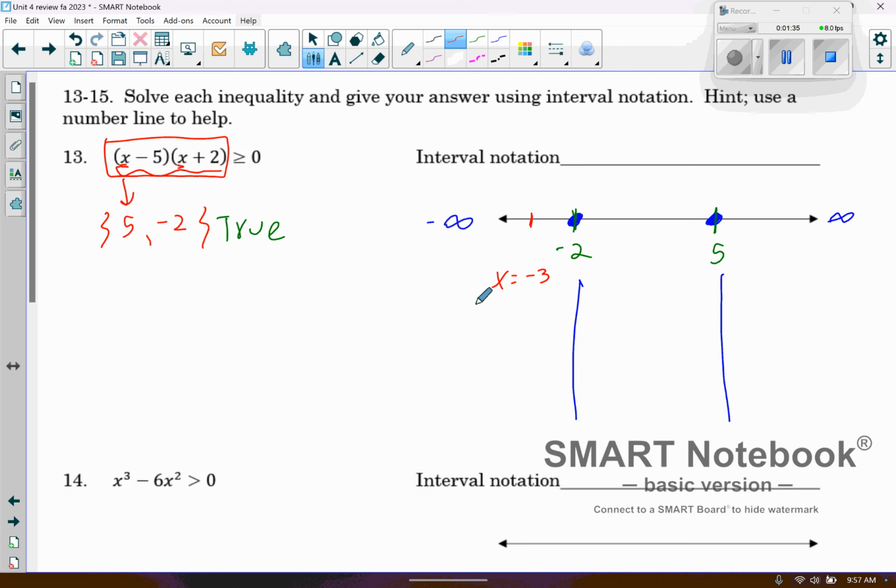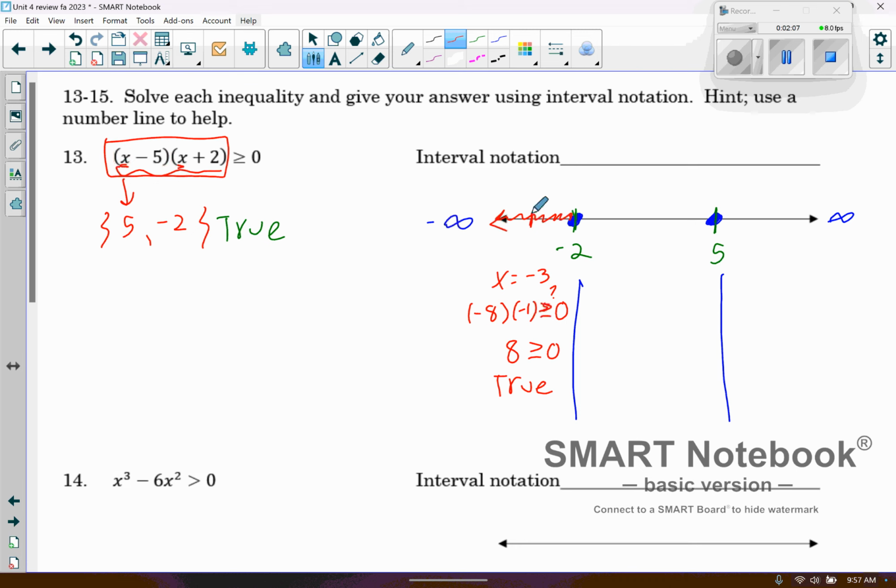So -3 take away 5 would be -8. And then -3 plus 2 is -1. And then we ask ourselves, is that greater than or equal to 0? Well, when you multiply that together, +8 is greater than or equal to 0. Yeah, that's true. So since -3 works, that means all the points in the subinterval work. So that means everything between -2 and -infinity is going to work.